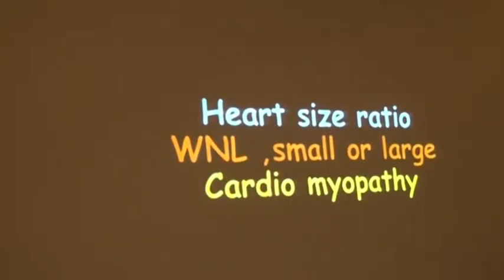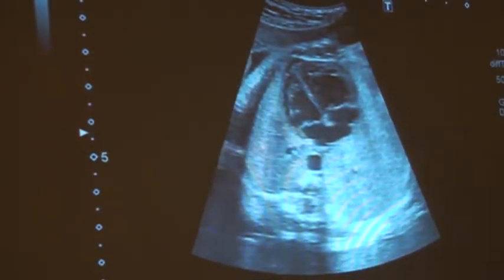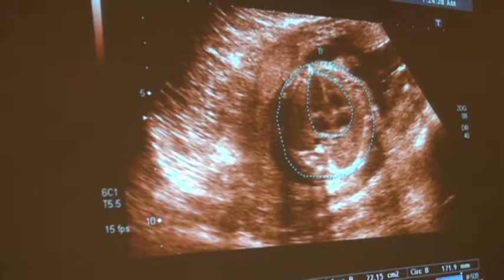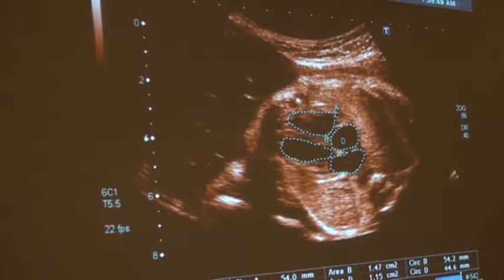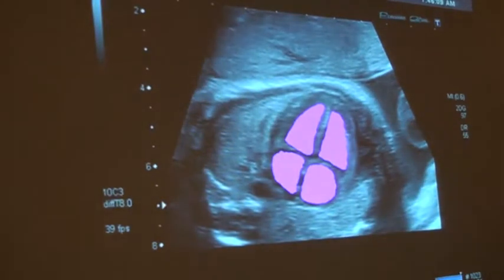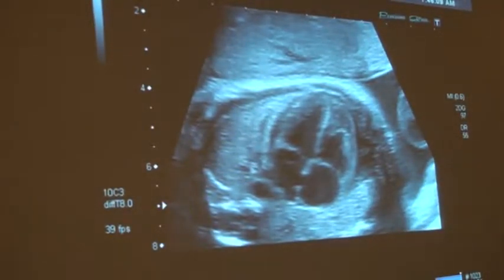Heart size ratio within normal limits, small or large, cardiomyopathy. Two take-home points. Number one, get the best four-chamber view and look at the three-dotted structure of the spine, and look at the aorta, which should be on the left side. You take the circumference of the heart, you take the circumference of the chest, it should be one-third. Means heart is normal. You can measure the individual chambers, the left ventricles and the atriums, by circumference or by measuring in long axis, and I've just colored that up. There you can see I've removed that color, and you can measure below the valves, measure and see the thickness, and of course you can do the circumference both.